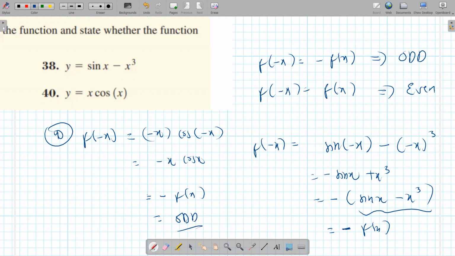But if it was x squared, then this would be even. Look at this: negative x squared is just positive x squared. And we get the exact same thing that we started off with, positive x squared cos x. So that is f of x, and that is even. Got it. Yeah, I understand that.